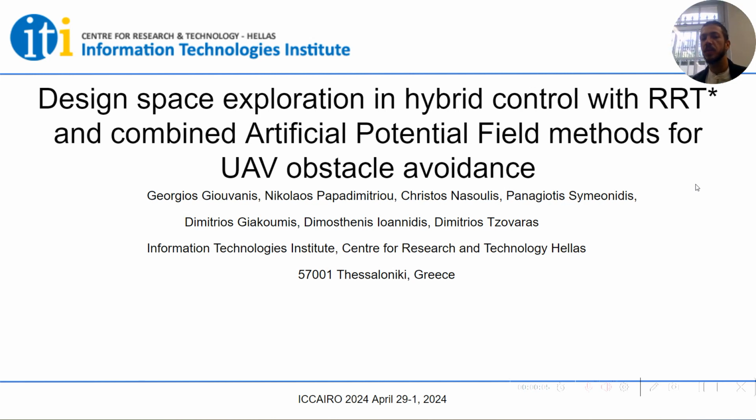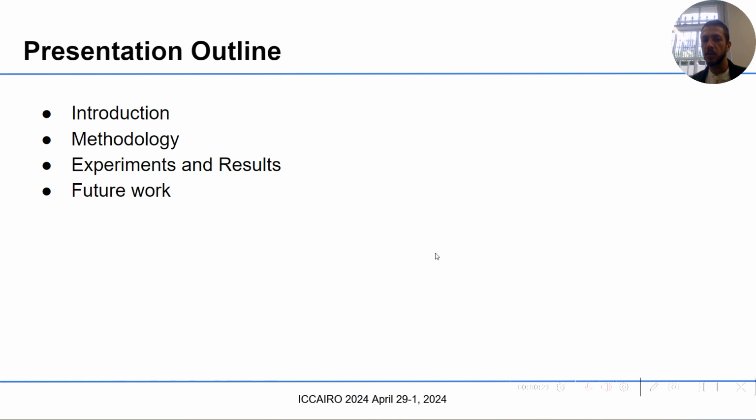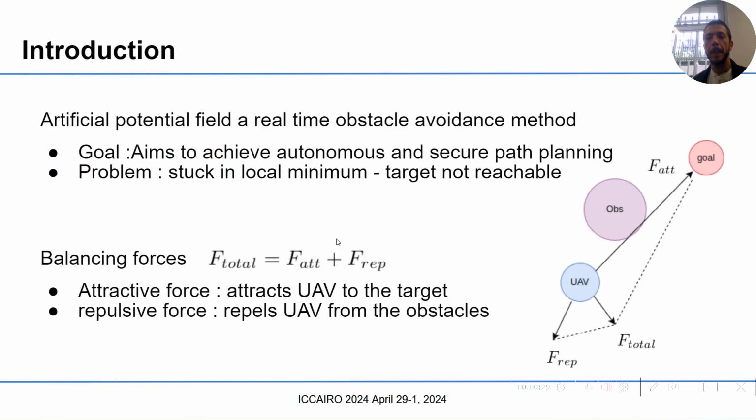I will present you a design space exploration in hybrid control with rapidly exploring random tree star algorithm and combined artificial potential field methods for UAV obstacle avoidance. I will start with a small introduction, then I will show you the methodology, the experiments and the results, and the intended future work.